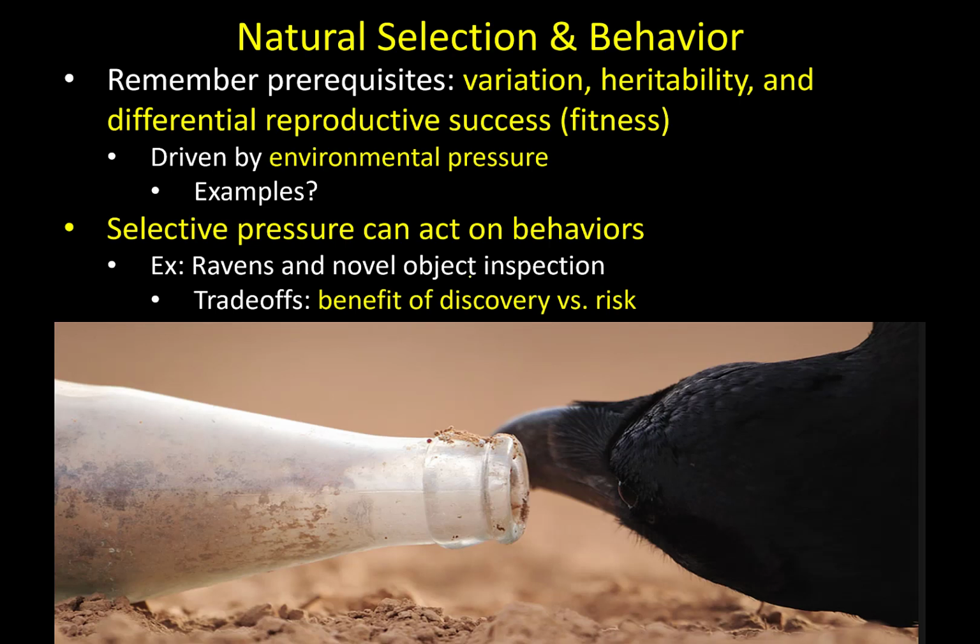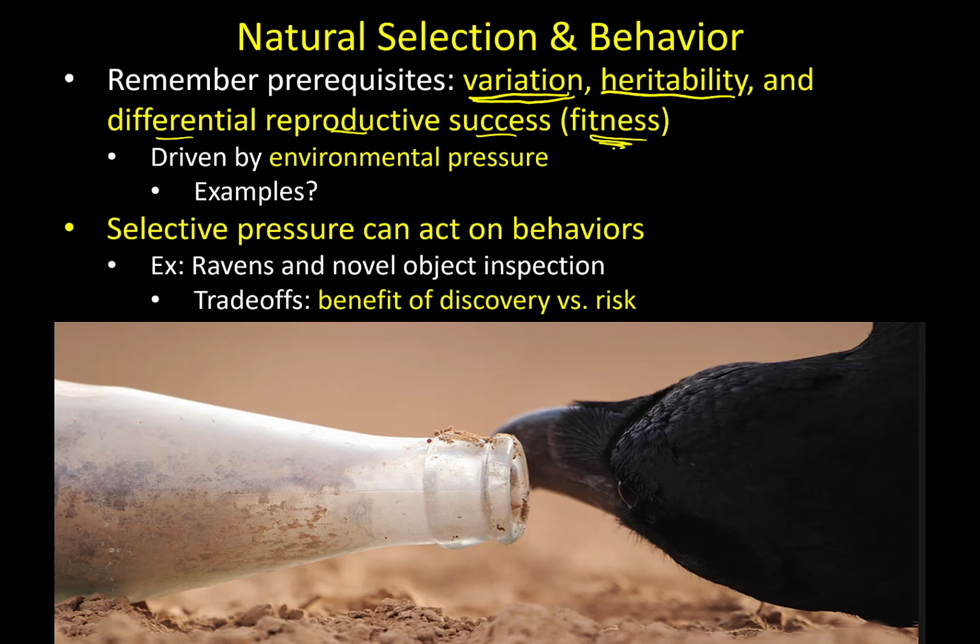Now, if you are examining how natural selection influences behavior, there's a few things that you have to keep in mind. Remember the prerequisites that are necessary if your population is going to be acted on by natural selection. Remember, there has to be variation for a trait, which means you have to have multiple different versions of that trait. The trait has to be heritable, passed down from parents to offspring. And there has to be differential reproductive success. You can think of it just as your fitness. Not everybody has the same success at surviving and reproducing.